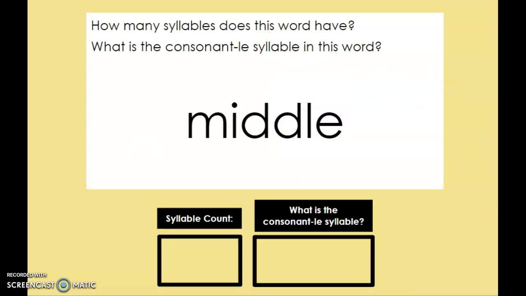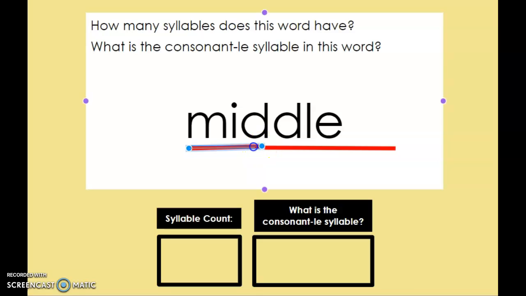Let's look at our next example. Middle. How many syllables does this have? Middle. Mid. Ooh, trying to make that line smaller. Middle. Okay. So how many syllables did we count? Middle. 2 syllables, 2 beats.